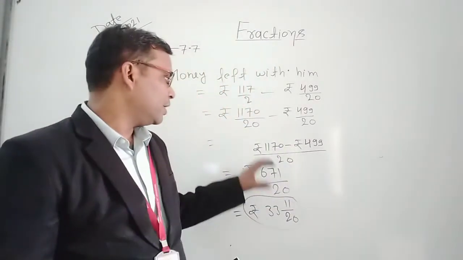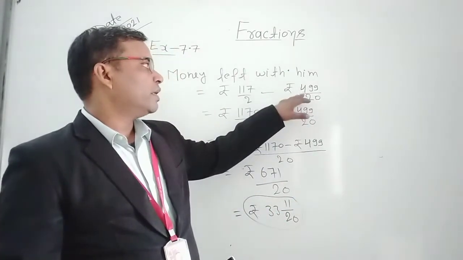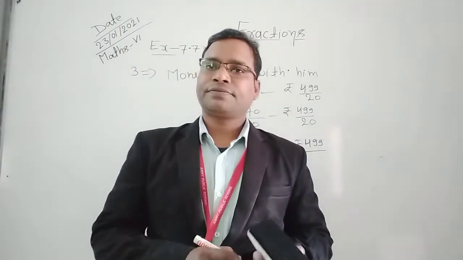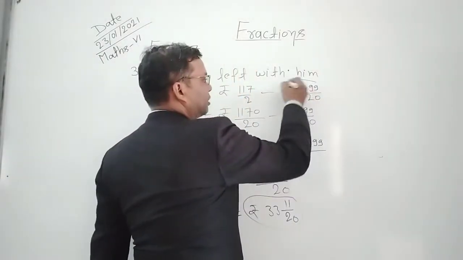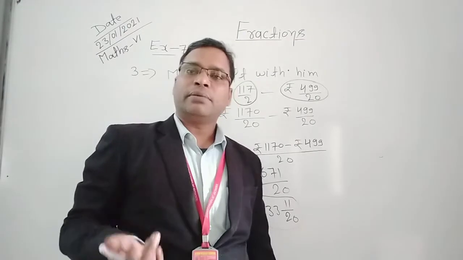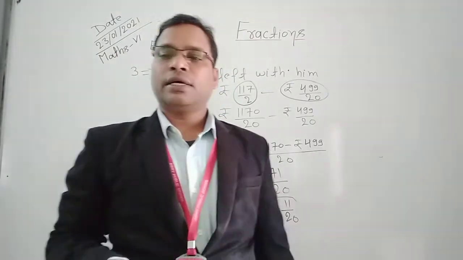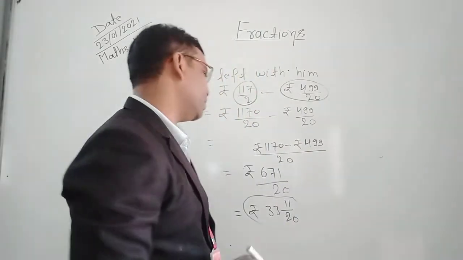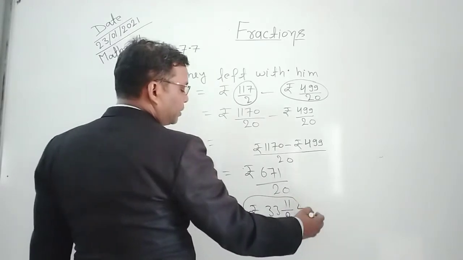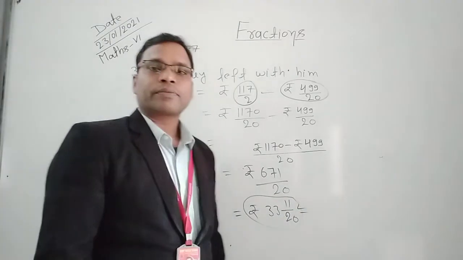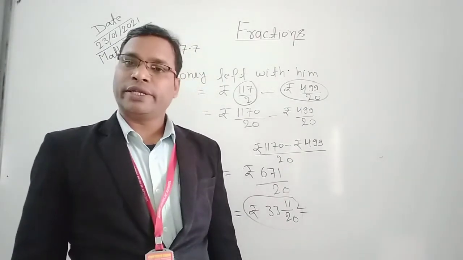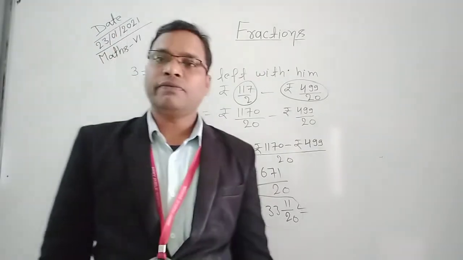So here we add them and we find this quantity, 499 by 20. This money is spent by the laborer, and this money is earned by the laborer. If we subtract the spent money from the earned money, then we get the money left with the laborer. So here we find 33 whole 11 by 20 rupees. This is the amount of money left with the laborer after spending 499 by 20 rupees. So students, I hope all of you understood this question.